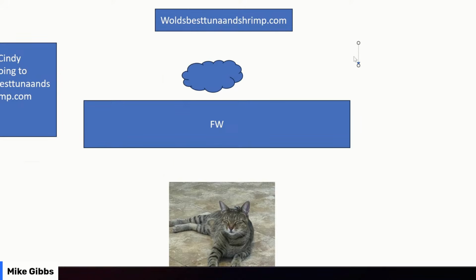Now, how is this very different? Over here on the outside, we've got a bad actor. We've got a bad cat. And the bad cat's trying to come into Cindy, and it hits the firewall, and it's blocked. So the bad cat can't get to Cindy. Now, if Cindy did not request information from worldsgreatesttunaandshrimp.com, and they send information to Cindy, it's still blocked.